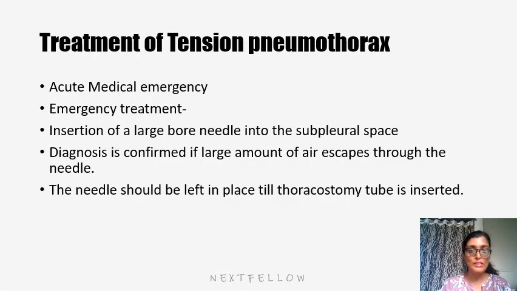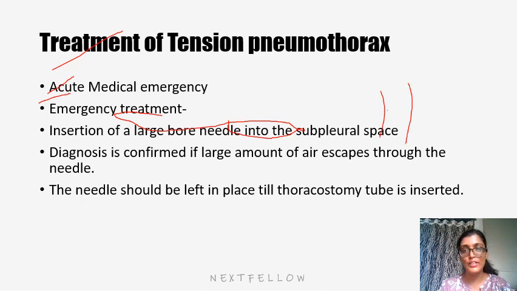Now coming to the treatment of tension pneumothorax, it is an acute medical emergency. Emergency treatment is obviously insertion of a large bore needle into the subpleural space. So this is the pleura, and you will insert a needle over here into the subpleural space so that air is drained out in case of an emergency. Diagnosis is usually confirmed when a large amount of air escapes through the needle.